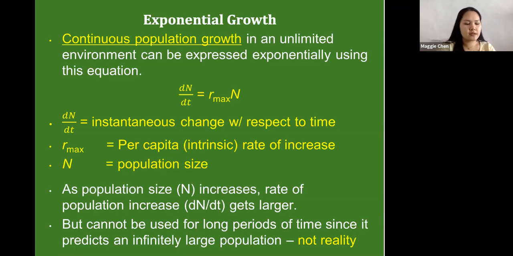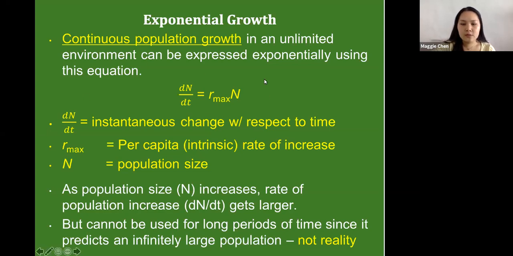So there's an equation for exponential growth, and exponential growth is also continuous population growth in an unlimited environment, which can be expressed as this equation. Our dN/dt is the instantaneous change with respect to time, and that's our growth rate, which is equal to r max, the per capita intrinsic rate of increase, multiplied by population size, N.